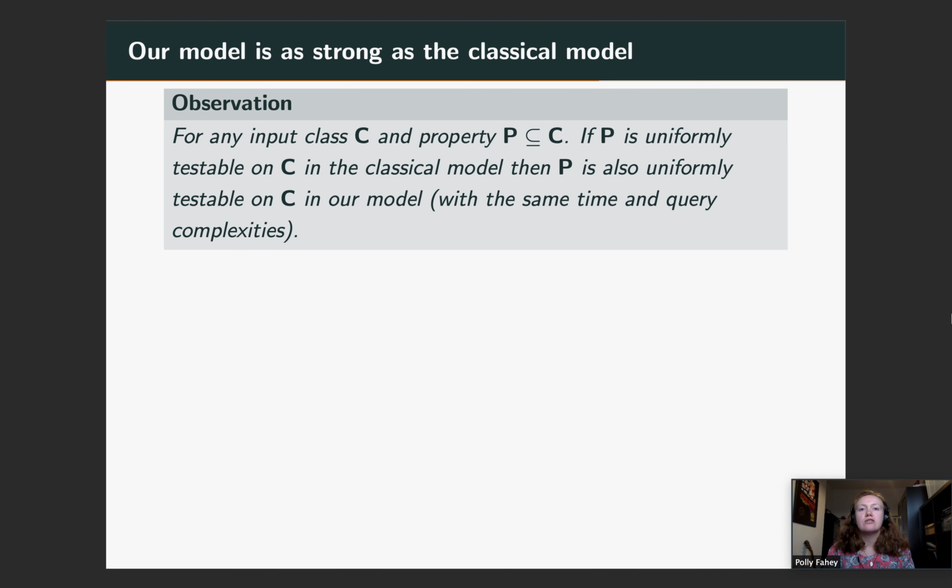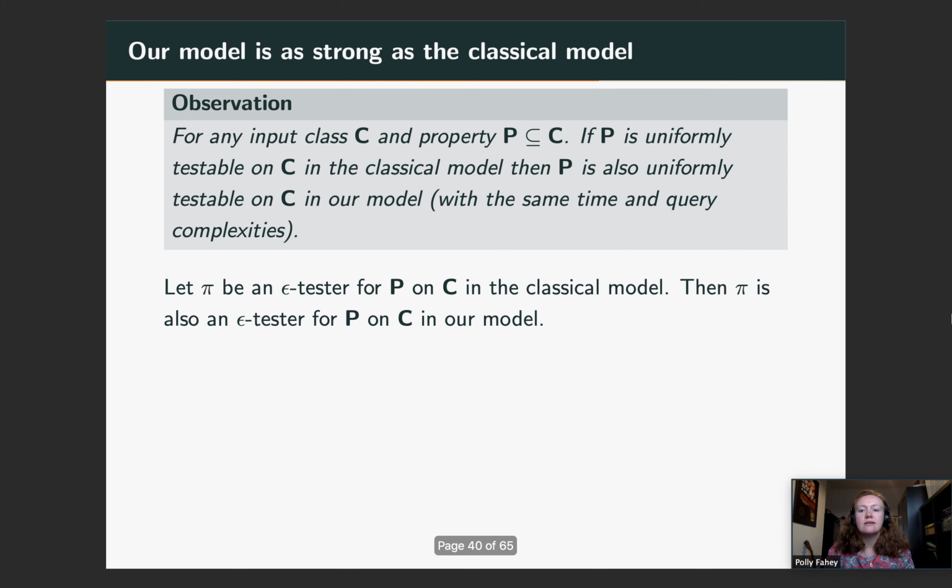So one of our first questions when we started studying this model was, how does our model compare to the classical model? And it's easy to see that for any input class C and property P on C, if P is uniformly testable on C in the classical model, then P is also uniformly testable on C in our model with the same time and query complexities.